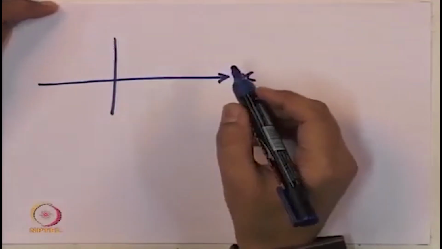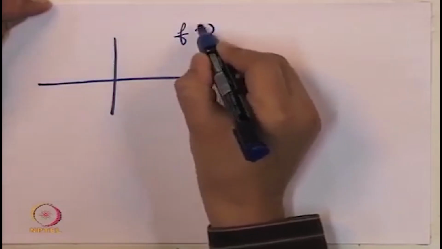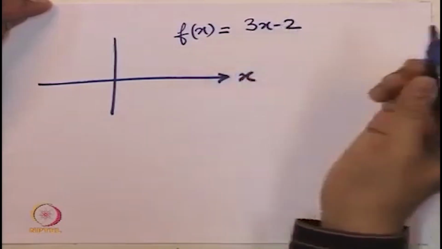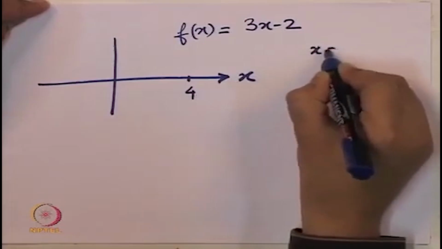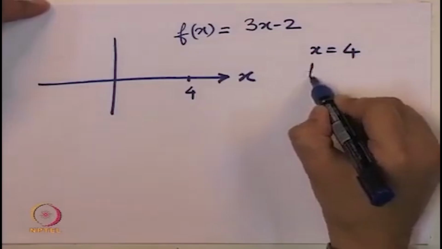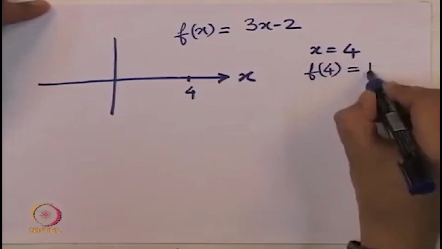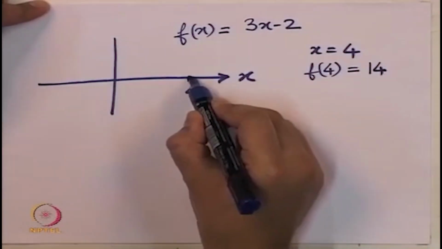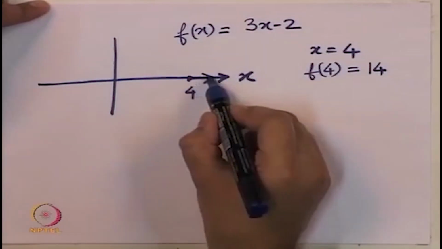So, we are going to attach at each point a vector. So, consider f of x is equal to 3x minus 2, and suppose we take the point x equal to 4. For this point x equal to 4, we will evaluate f at 4 and we obtain 14. So, what it means is that at this particular point there is an arrow which is starting from the point 4 and it is to the right.